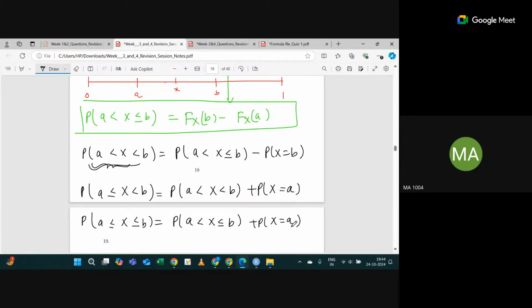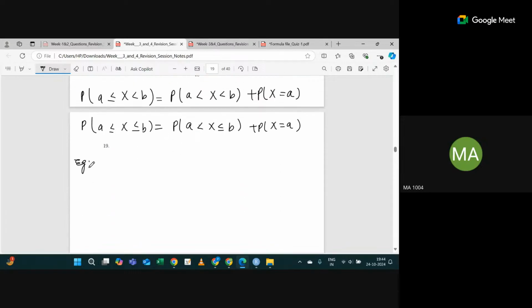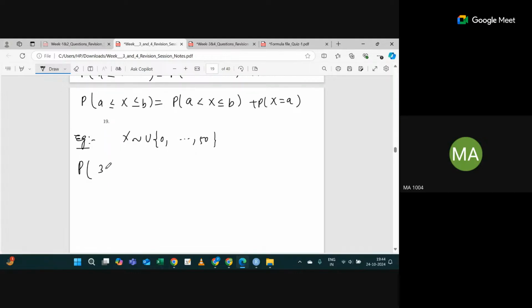Now, when is it helpful, let me show you. Suppose I have been given X follows, let's say, uniform 0 up to, let's say, 50, for example. My question: what is the probability 3 less than X less than or equal to 5? You can do it in both ways. One way is the probability that X is less than or equal to 5 minus the probability that X is less than or equal to 3, by the formula. And what is the value of the probability X less than or equal to 5 here?